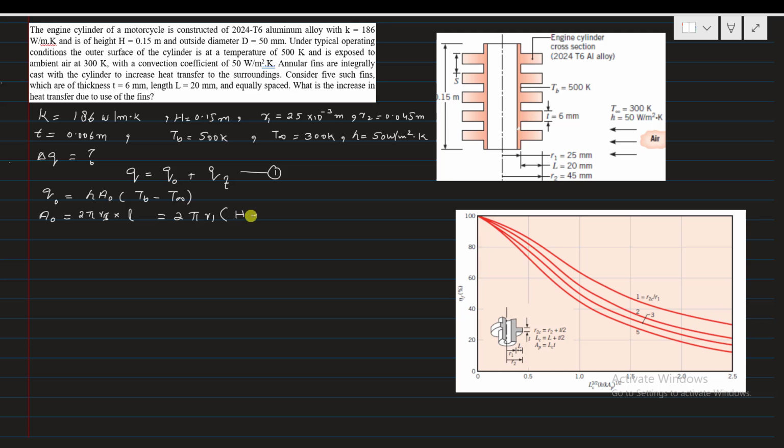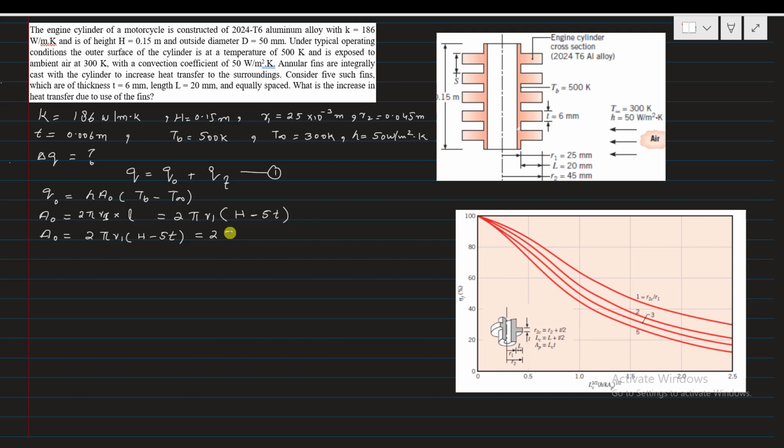H minus what is the thickness, that is t. So how many fins are attached to this cylinder, that is 5 in number. So subtract the total thickness of 5 fins from the height of the cylinder. So we can say H minus 5t. Now put the values, you will get the surface area of the cylinder. So that is 2 pi R1 times (H minus 5t).